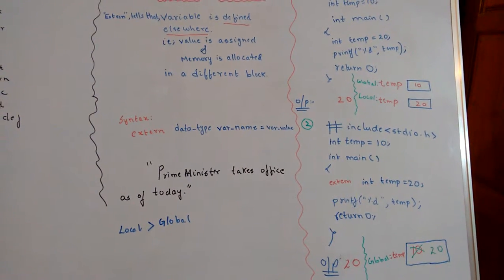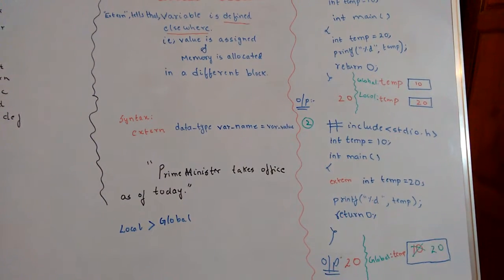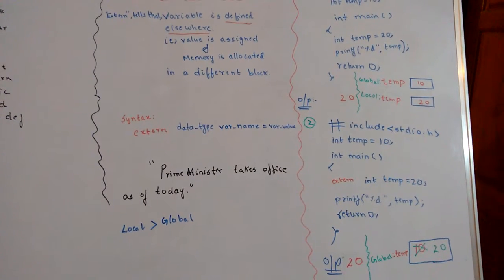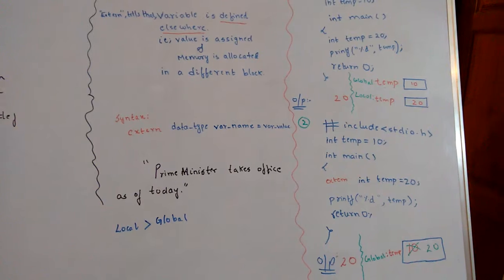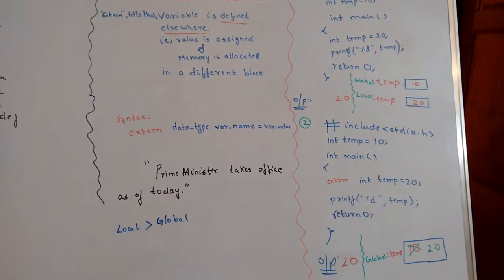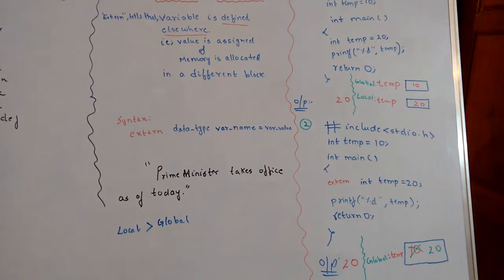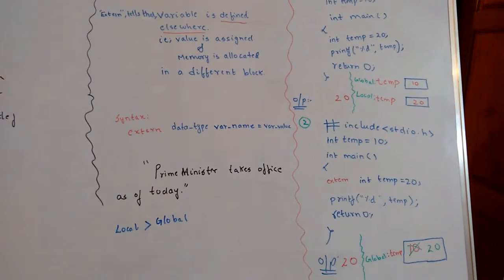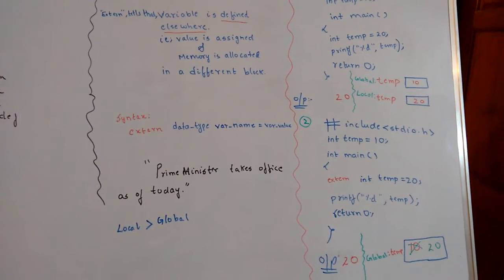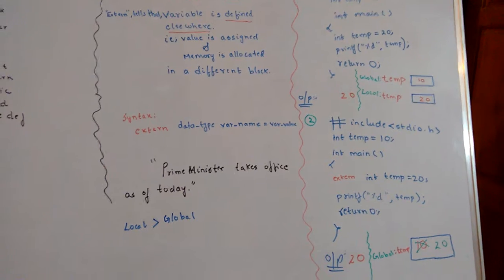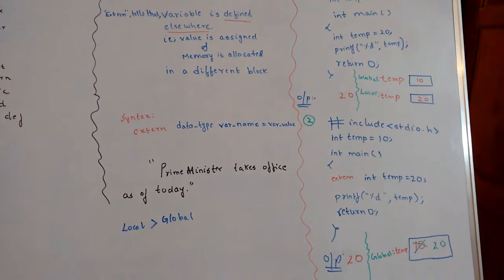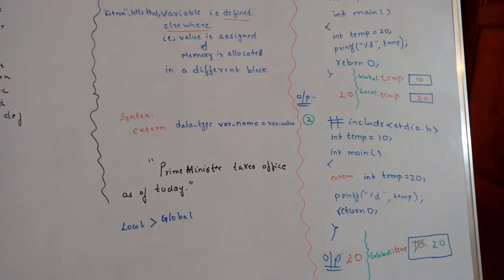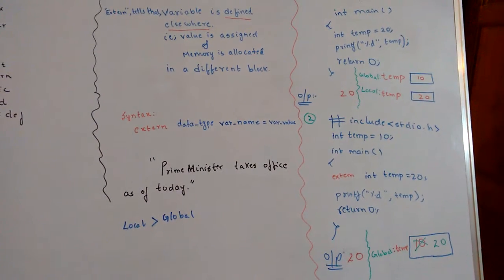So what the keyword extern does is that it will tell the compiler, no, don't create another variable called temp. He has used the keyword extern, which means the variable is already defined somewhere else. Search for that and modify that value. That is the meaning of the extern keyword. The extern keyword says to the compiler, no, the variable is defined somewhere else. That's the use of the extern keyword.